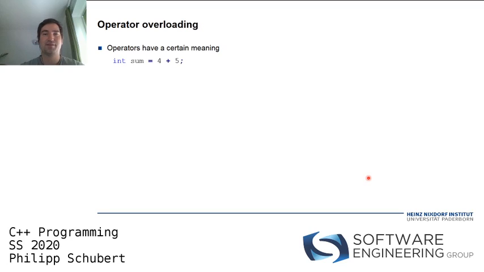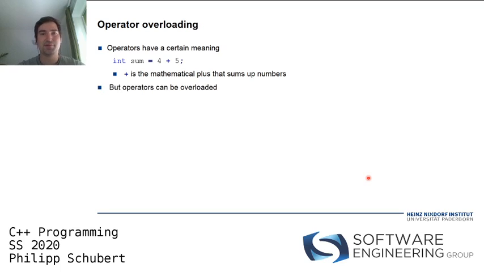Then here, for instance, we have an example. We have an expression on the right-hand side of the assignment statement where we just have the operator plus, and then two integer literals, one on the left-hand side and one on the right-hand side. We add them together, so this is the mathematical addition. And then whatever the result is, in this case 9, we assign to the integer variable sum. So plus in this case is the mathematical plus that sums up two numbers.